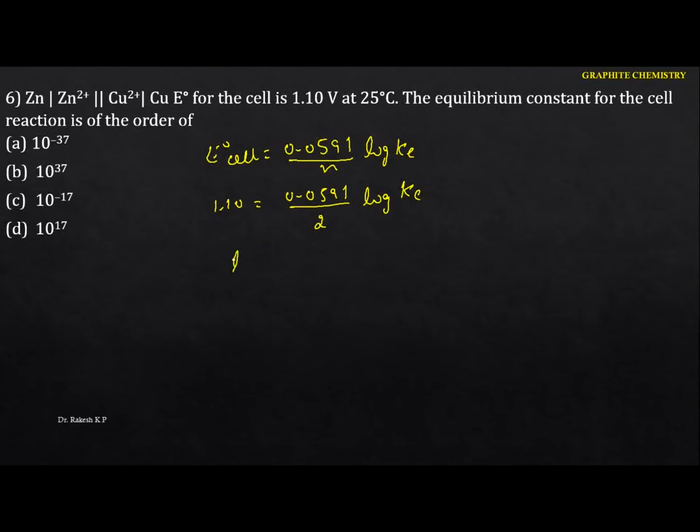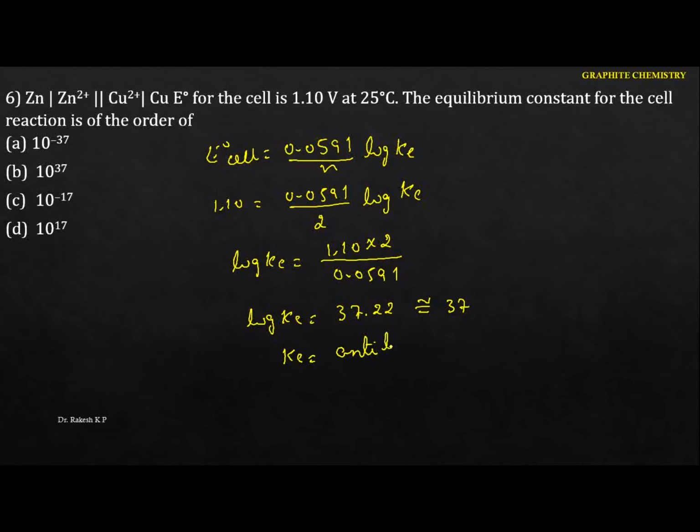And the next thing is the log Kc. So what will be the log Kc we are going to get? That is 1.10 into 2 divided by 0.0591. Now here the log Kc value you are going to get is 37.22. I'm going to take the approximate value, that is 37. So what is Kc? That is nothing but the anti-log of 37. The anti-log of 37 is 1 into 10 to the power of 37. Hence in this case the option is B. Okay, so next one.